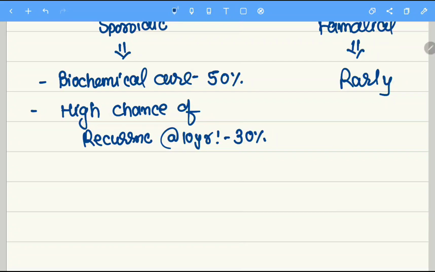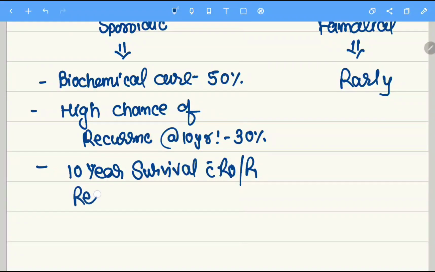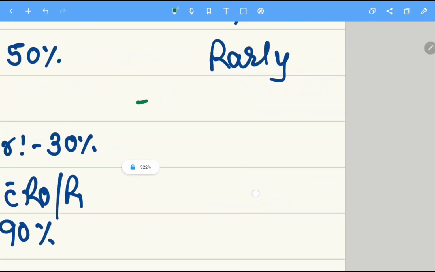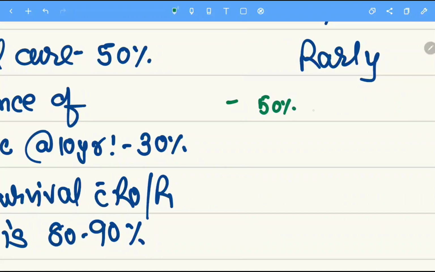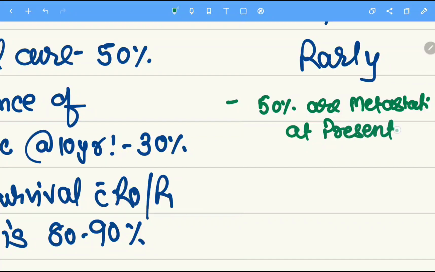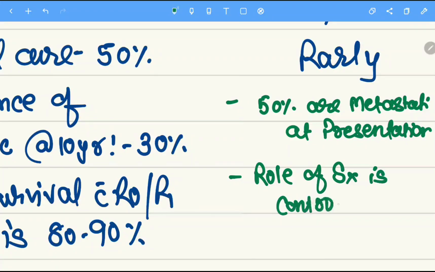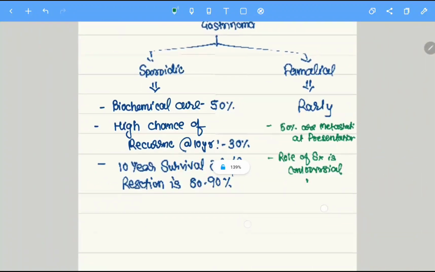But what is good about this? The 10-year survival with R0 or R1 resection is 80 to 90%. This is what is good about sporadic tumors, right? And what about the familial ones? What is so special about the familial? 50% of these tumors are metastatic at presentation, and biochemical cure is rare, so the role of surgery is controversial. So this is about the basic management of gastrinoma.